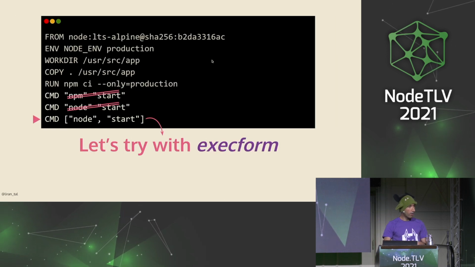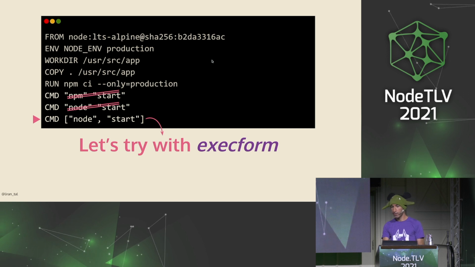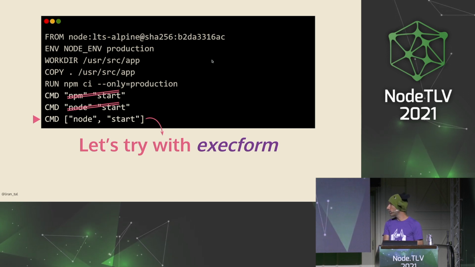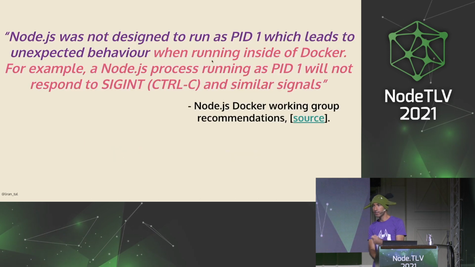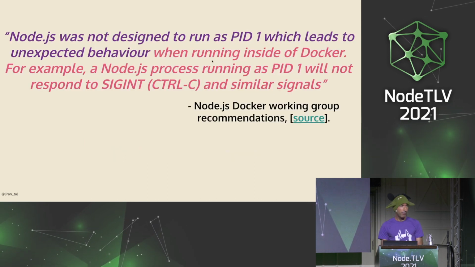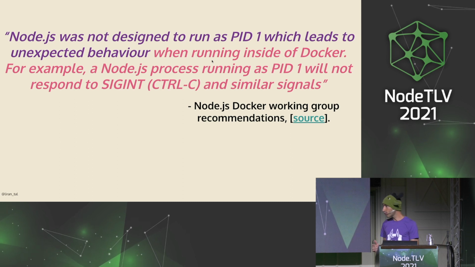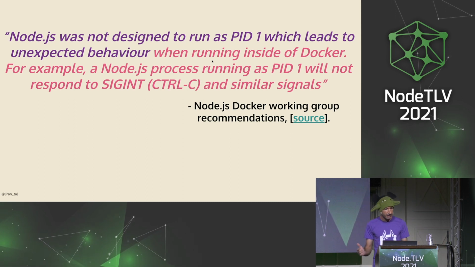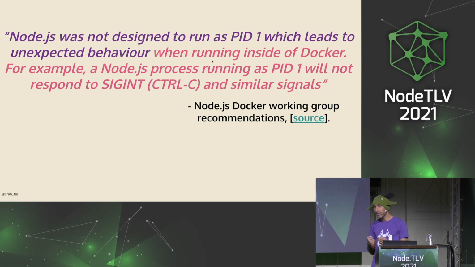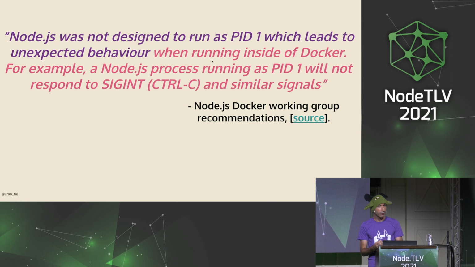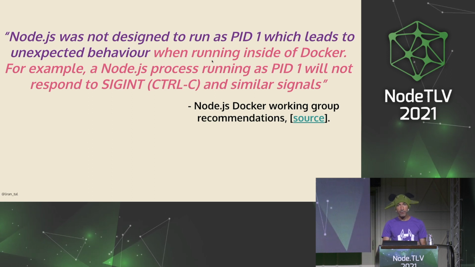So you try a different one. Try exec form, right? The other example that we said is also bad. So if you try this, what happens? Node is supposed to start as process ID 1, as the process ID that gets the container signals. But hey, there's a Node.js Docker working group, a bunch of people who said Node was not designed to be the init process. It is not designed to be working this way, so you should not really work this way. How do we fix it?